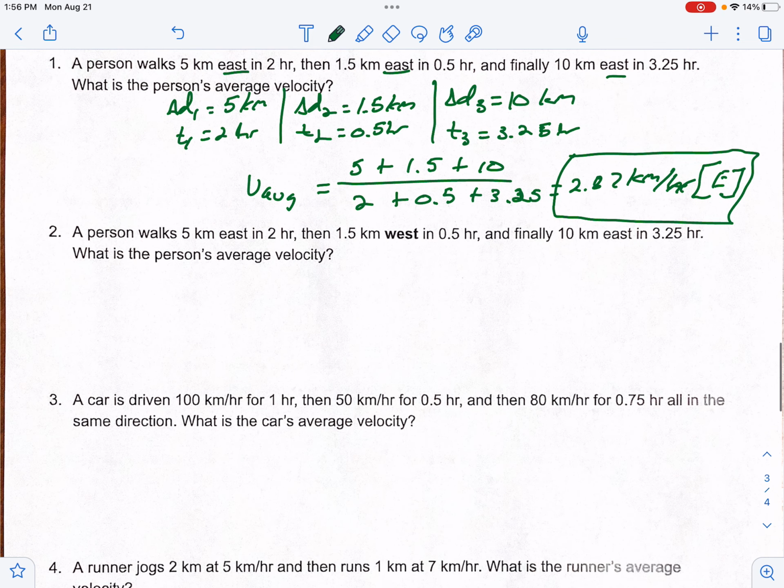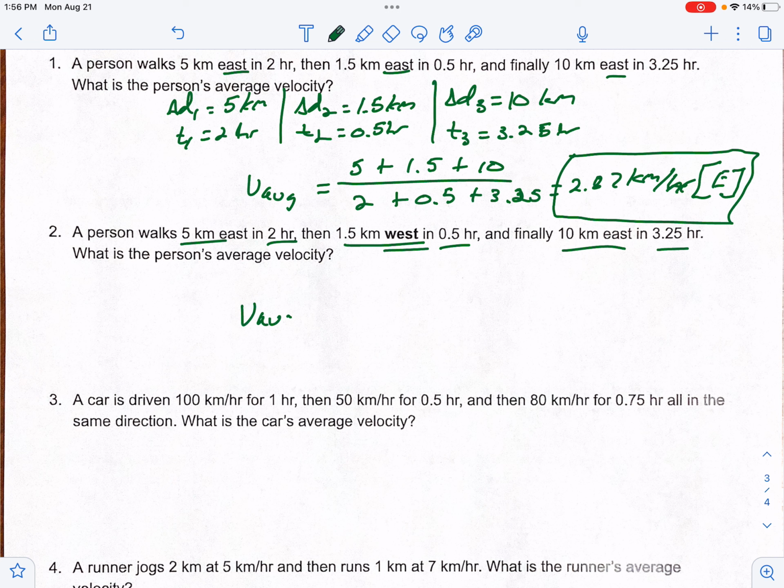Okay. Number 2, a person walks 5 kilometers east in 2 hours. Okay, so I have my displacement 1, time 1. I'm not going to write out the organizing part for this since it's basically the same thing. Okay, but then I went 1.5 kilometers west. So key thing there is west. It's bolded. Okay, I have my second time, and then 10 kilometers east and 3.25 hours.